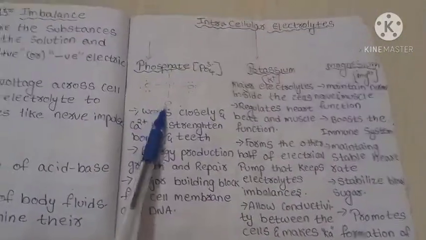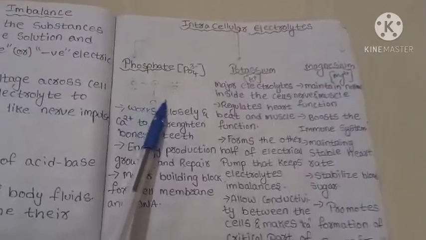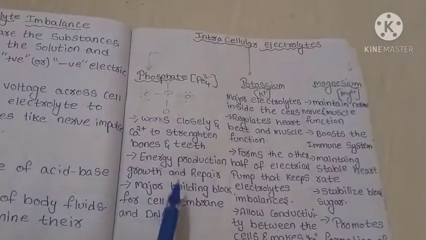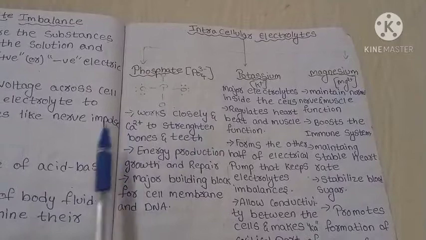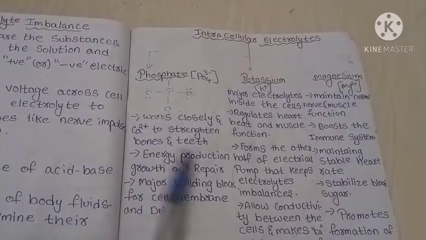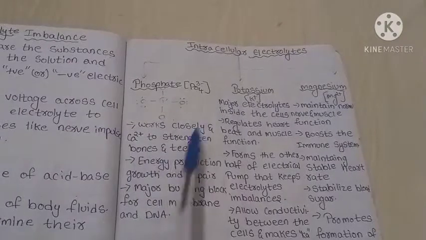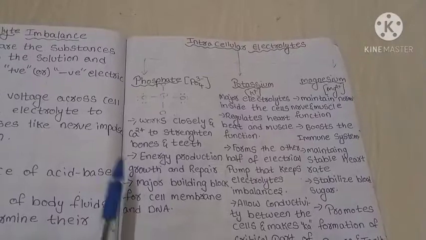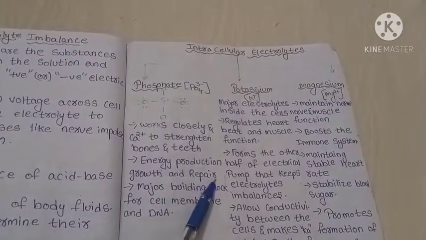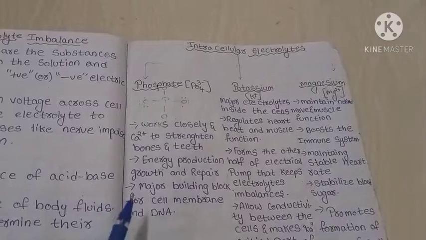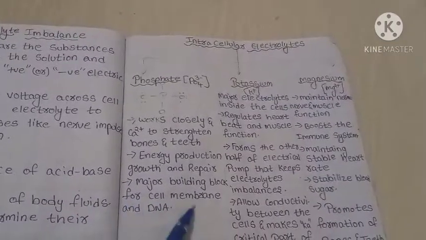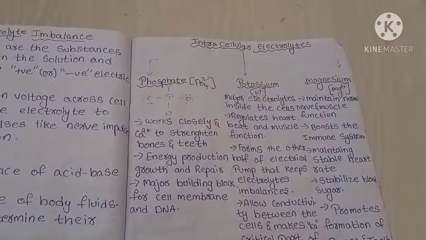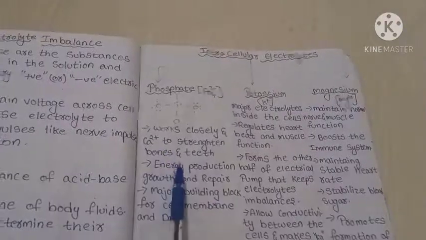First, phosphate. Here phosphorus is surrounded by 4 oxygen atoms. The main function is that it works closely with calcium to strengthen the bones and teeth. It helps in calcium deposition and strengthening of bones and teeth, and phosphate is also used in energy production for growth and repair of cells, and is a major building block for cell membrane and DNA. So phosphate is useful for building cell membrane, DNA, energy production, and strengthening of bones and teeth.